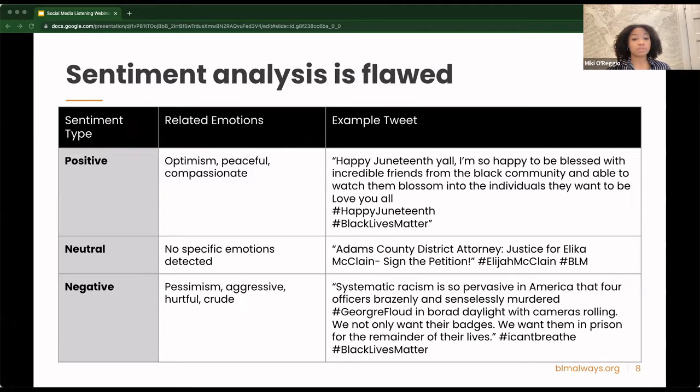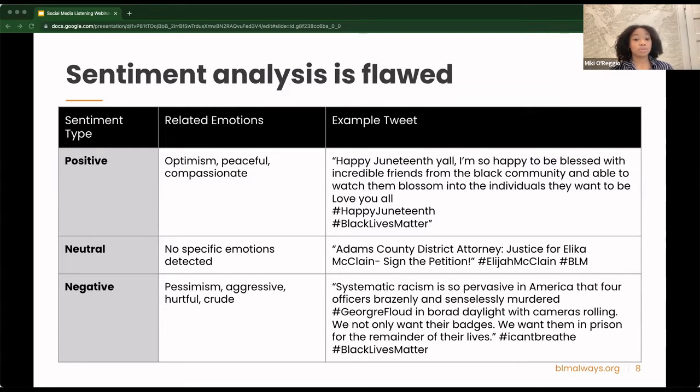So we have some example tweets of the types of tweets that we used in this analysis. If you look at the details, you can see that it's not necessarily that the majority of the Twitter sphere was anti-BLM. Instead, they were using rhetoric that the computer happened to define as negative. The kinds of things that the computer defined as negative were synonyms of pessimism, aggressive, hurtful, or crude.